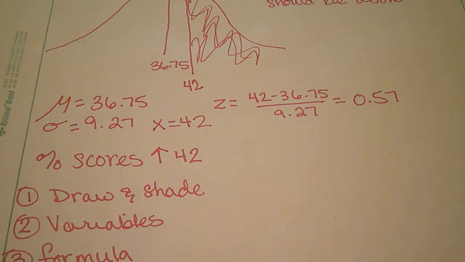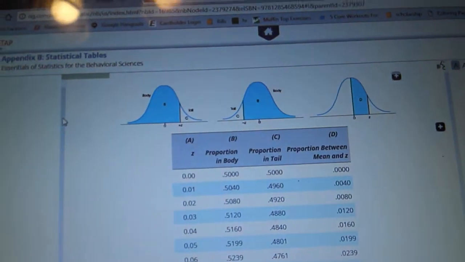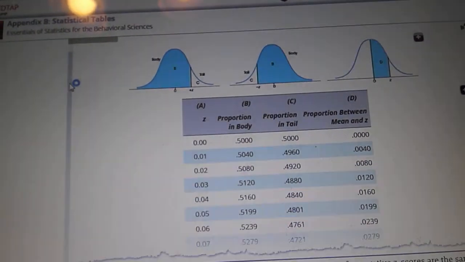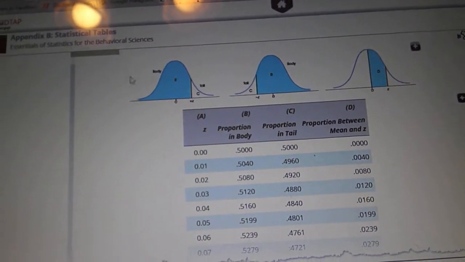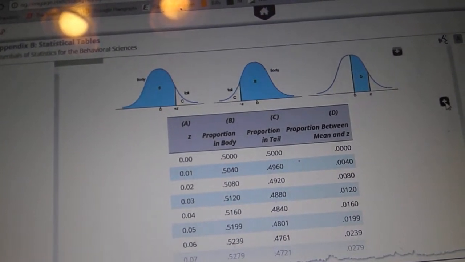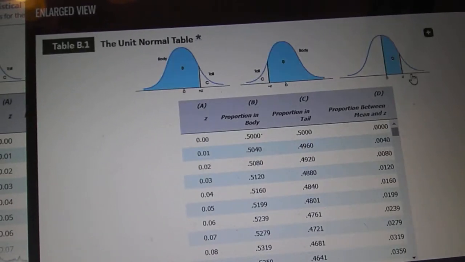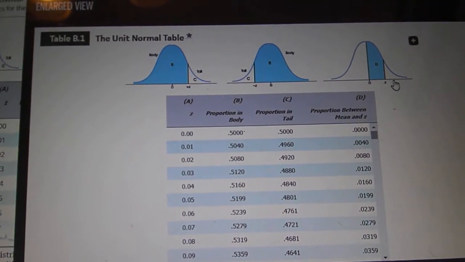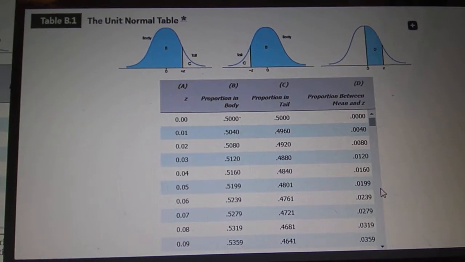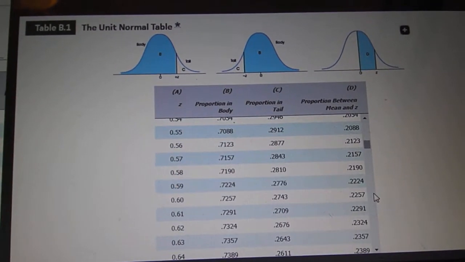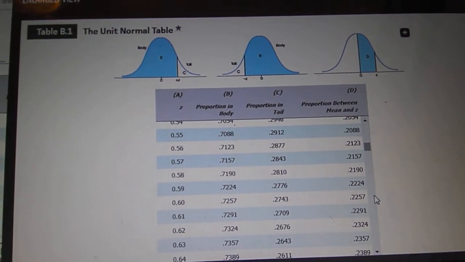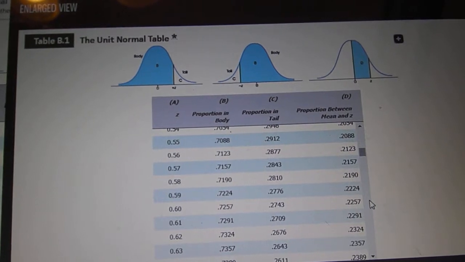Over on my computer, I have pulled up the unit normal table. So I am going to show that to you now. You can see I have my unit normal table. You can see where it shows the pictures that define. I'm going to click this guy here so I can get the full table. Okay, so I am looking for a z-score of 0.57. Did I pass it? Nope.